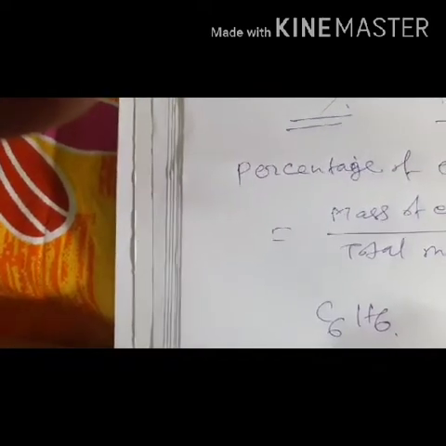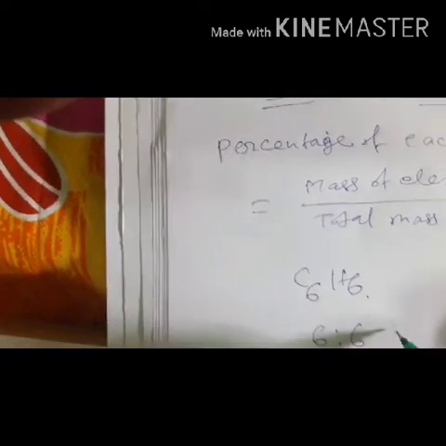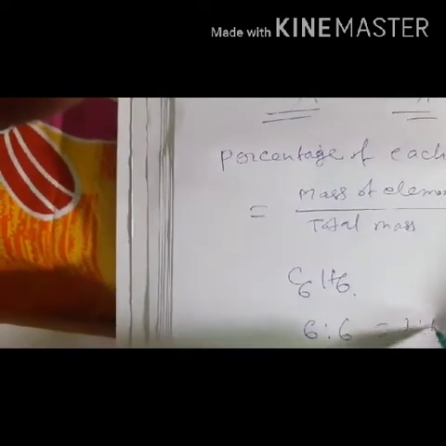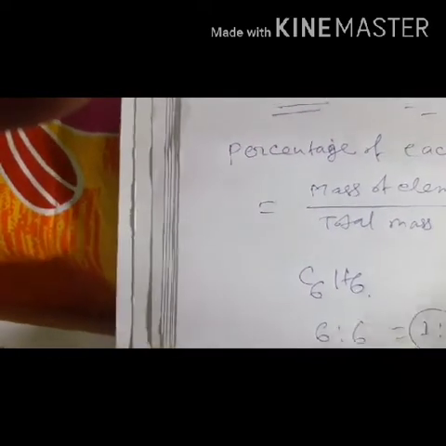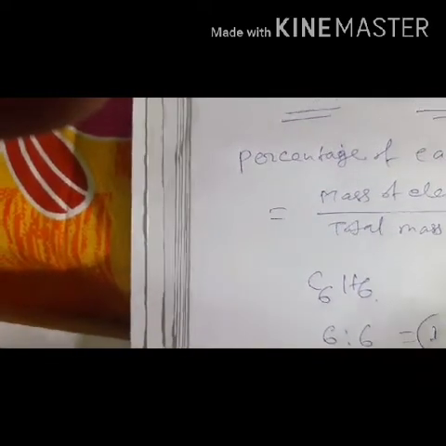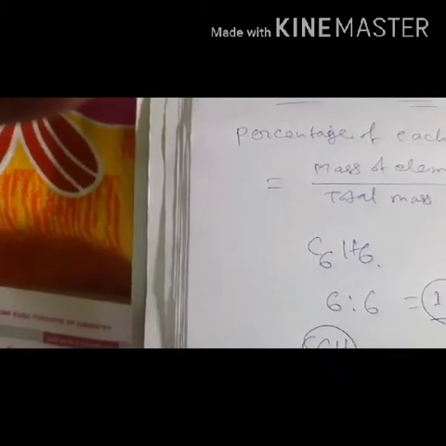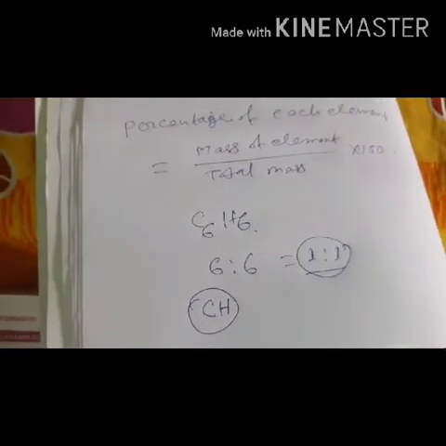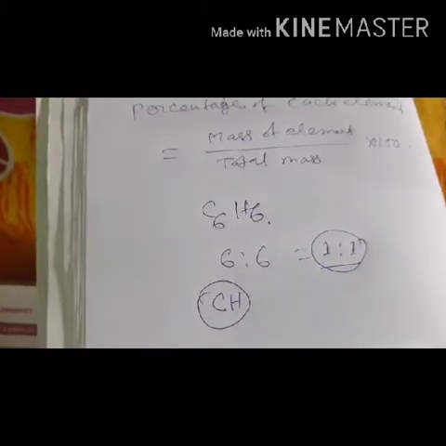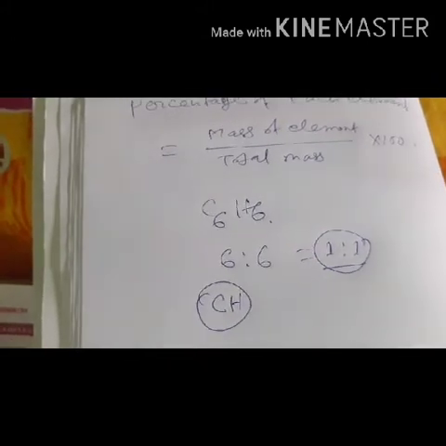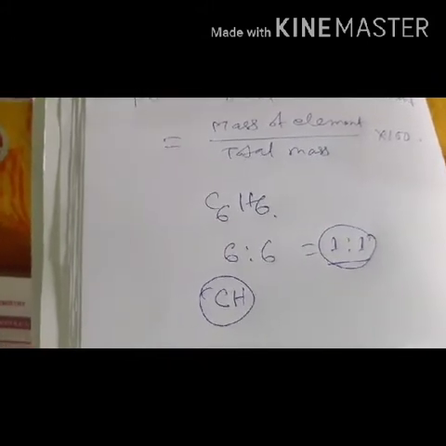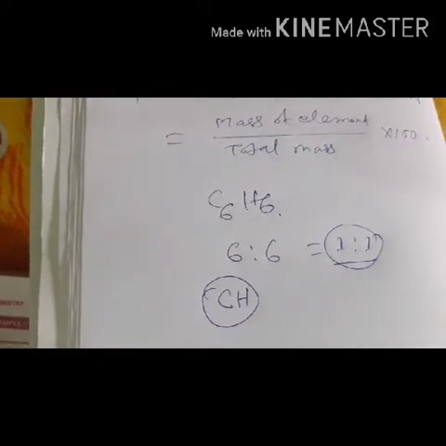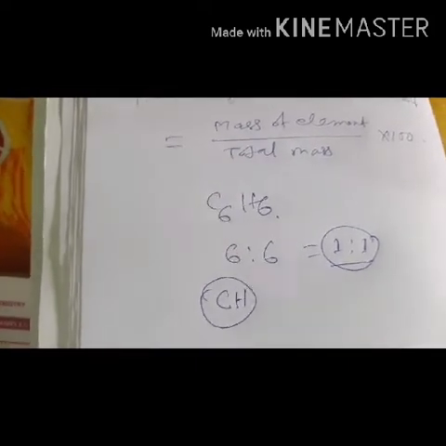Let us take benzene, it has the molecular formula C6H6. Now if we take the atomic ratio of carbon and hydrogen, what is coming? 6:6 equals 1:1. That means within this simplest whole number ratio, if we write the carbon and hydrogen, it will be CH, the empirical formula. So the empirical formula means the chemical formula of a compound in which the atoms are in their simplest whole number ratio. So CH is the empirical formula and C6H6 is the molecular formula.